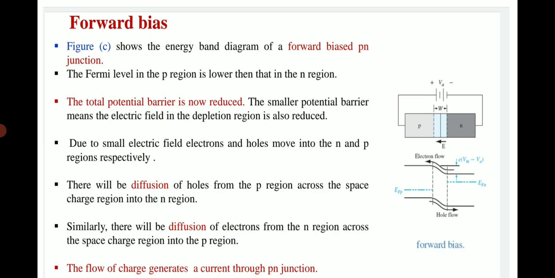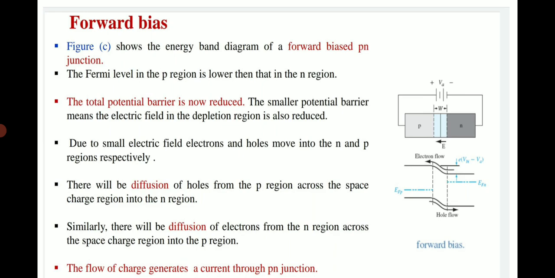This is the repel with each other. And that's why this width will be decreases. This width will be increases. And electrons is connected to that negative. That's why it will repel out and that's why this width will be decreased. And so the potential barrier is now reduced and that electric field in depletion region is also reduced.